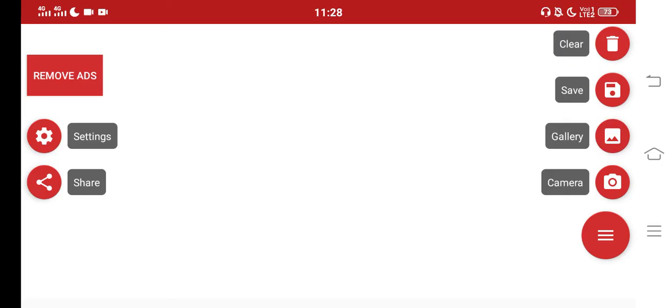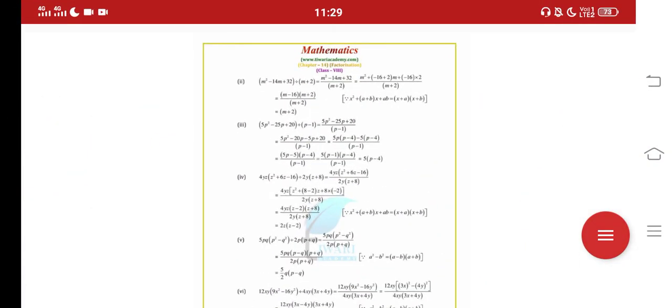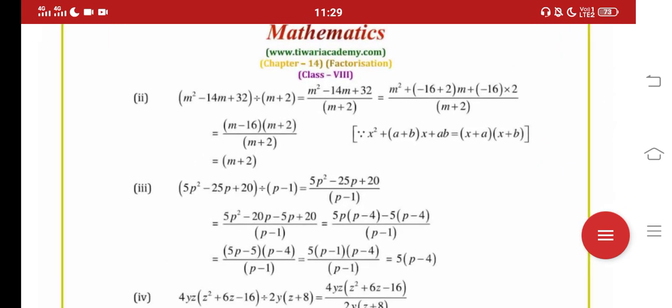Now see what is given in the next question. In question number 5, option number 2. Same thing we have to do. We have to split the middle term. So 14 can be written as 16 minus 2. And when you multiply 16 into 2, you get 32.